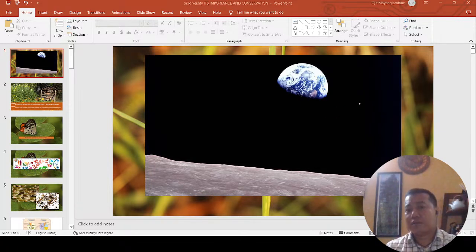Vulnerable: these are threatened. For example, 50% of the species' population has gone in the last 10 years. Endangered: these are some of the endangered and vulnerable species.